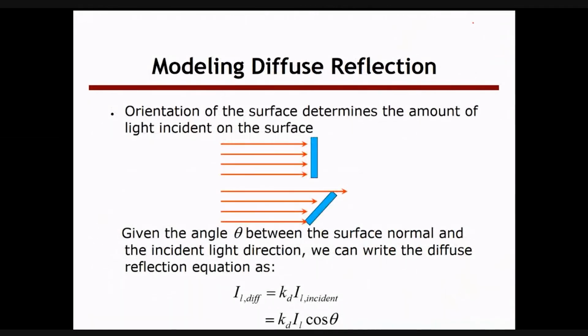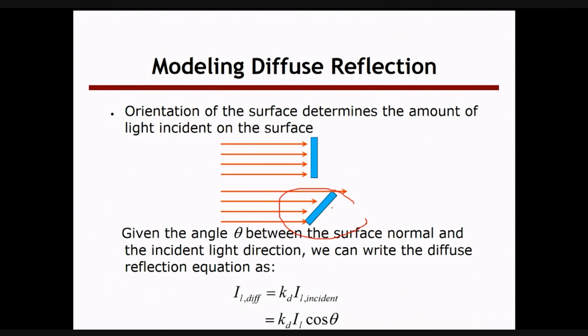Now, modeling the diffuse reflection. We know that two things are required whenever we want to model the ambient light: a constant factor and the ambient light intensity. What more we are getting over here is that the orientation of the surface determines the amount of light incident on the surface. As you can see, in the second orientation the same object is there, but the orientation is quite different, and our light source is passing through it. It is not at all falling on that particular surface.